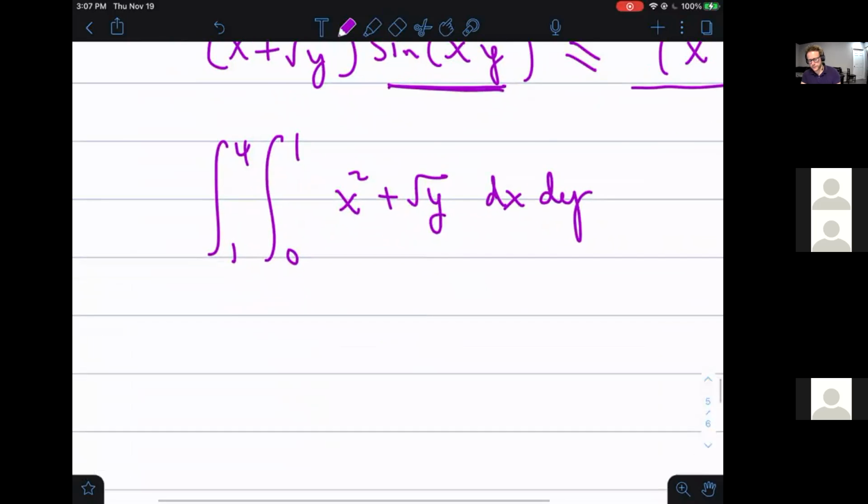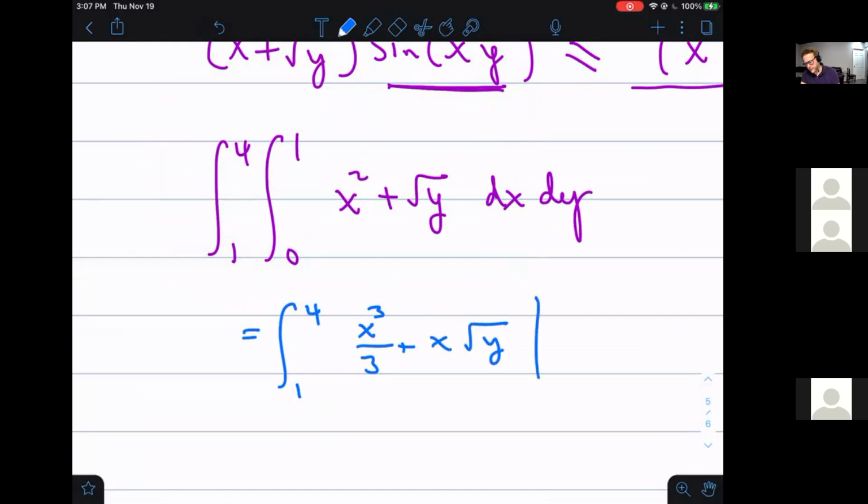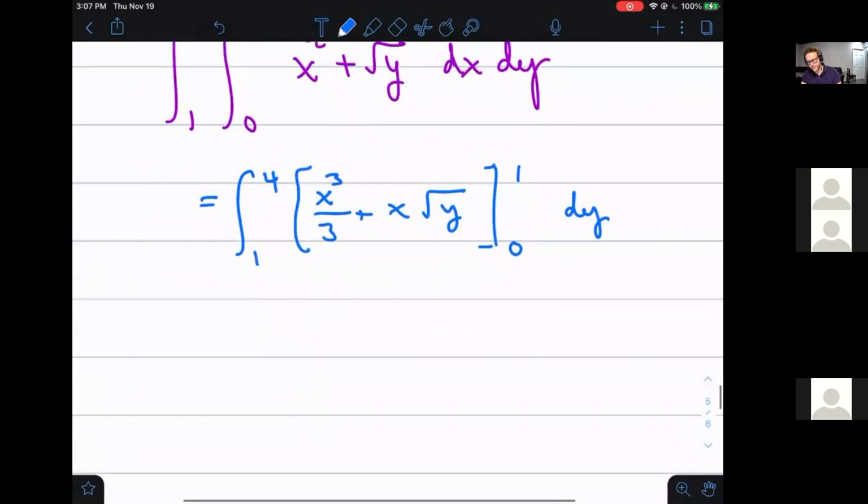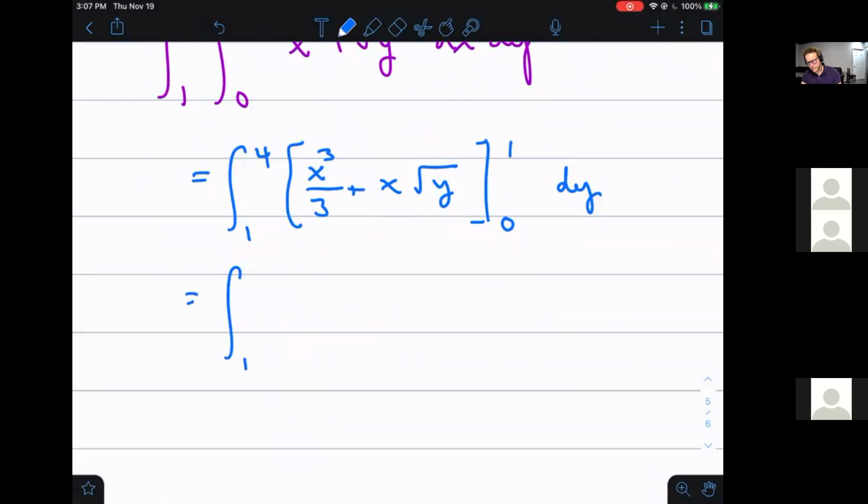So if I integrate this with respect to x first, as it says I'm supposed to, I get x cubed over 3 plus x root y. And I'm supposed to evaluate this from 0 to 1, and then I have to do some y integrals. So that's me integrating with respect to x. Let's plug in my endpoints here. Of course, if I plug in 0, I just get out 0. If I plug in 1, I get 1/3 plus root y. I'll use parentheses, I suppose.